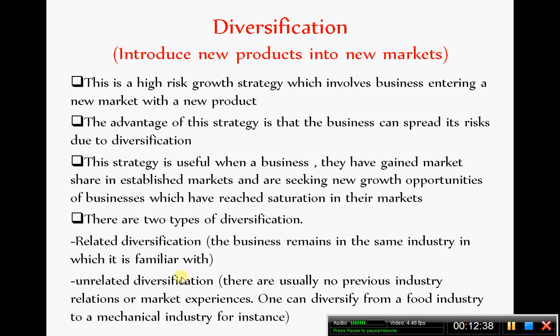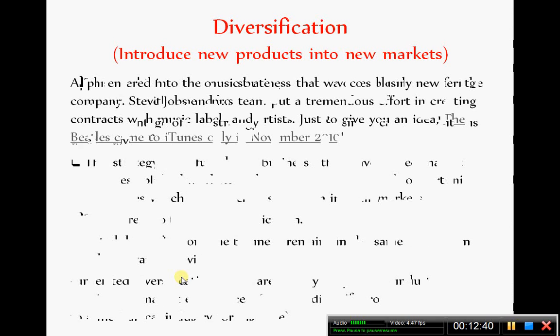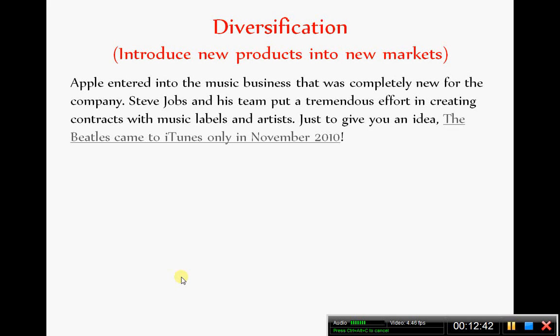I would explain this strategy using a small video clip again. Apple entered into the music business that was completely new to the company. In other words, a new product offering to a new set of customers was the focus.